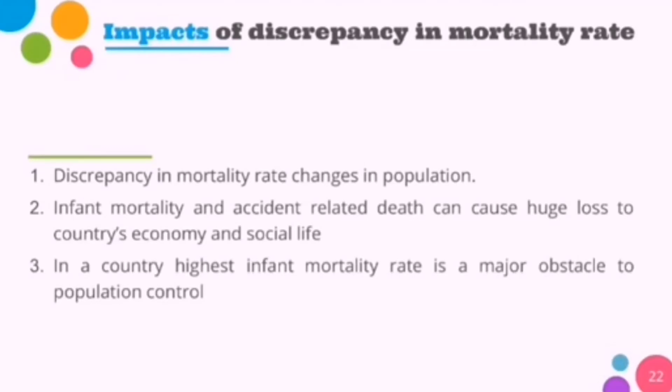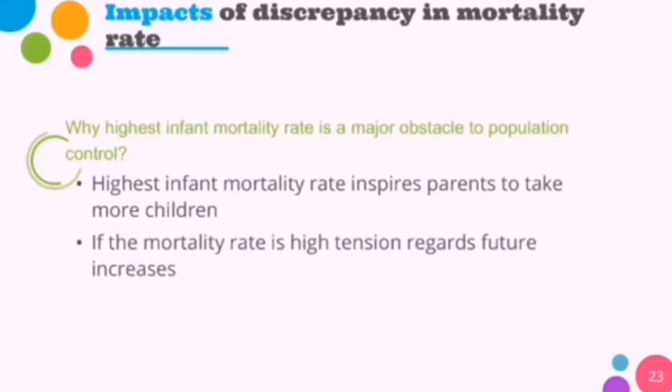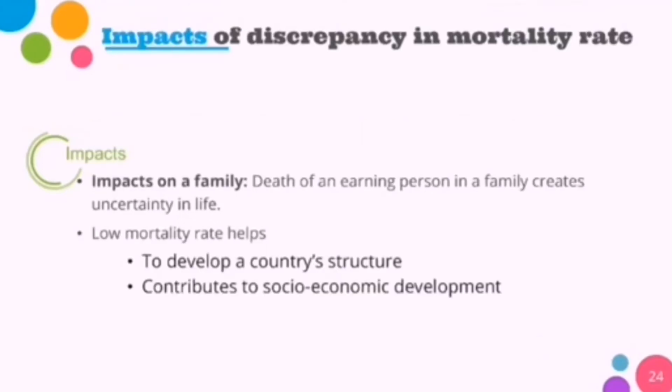Then again, in a country, highest infant mortality rate can be a major obstacle to population control. Now, the question is, why is highest infant mortality rate a major obstacle to population control? Highest infant mortality rate inspires parents to take more children. Parents become anxious and tensed about their future if they lose their children. As in a country like ours, parents take babies so they can be taken care of by their children in their future. This high tension regarding their future often increases the mortality rate.